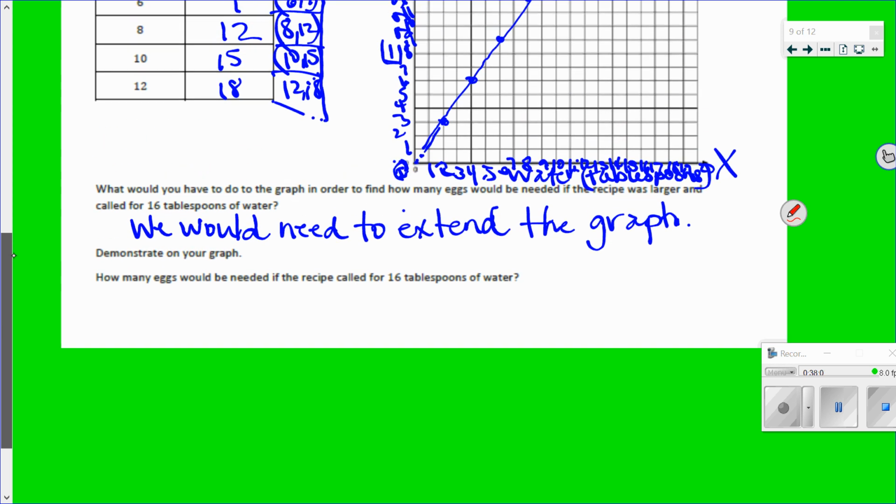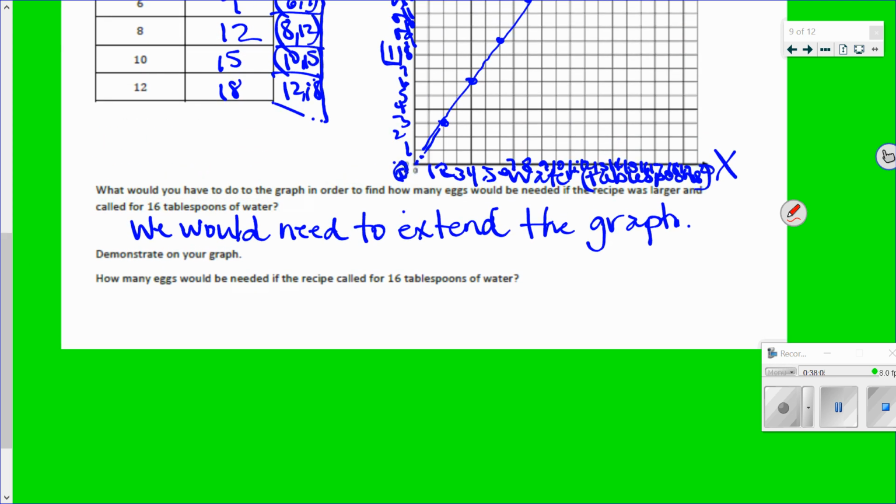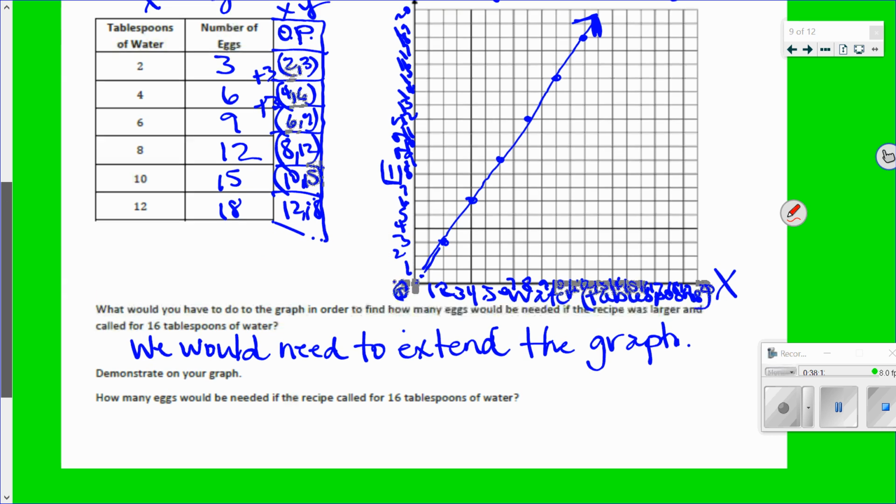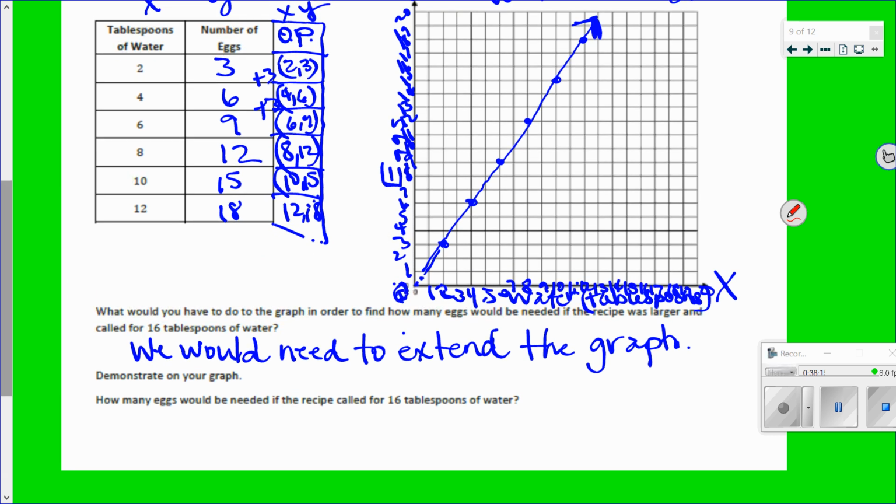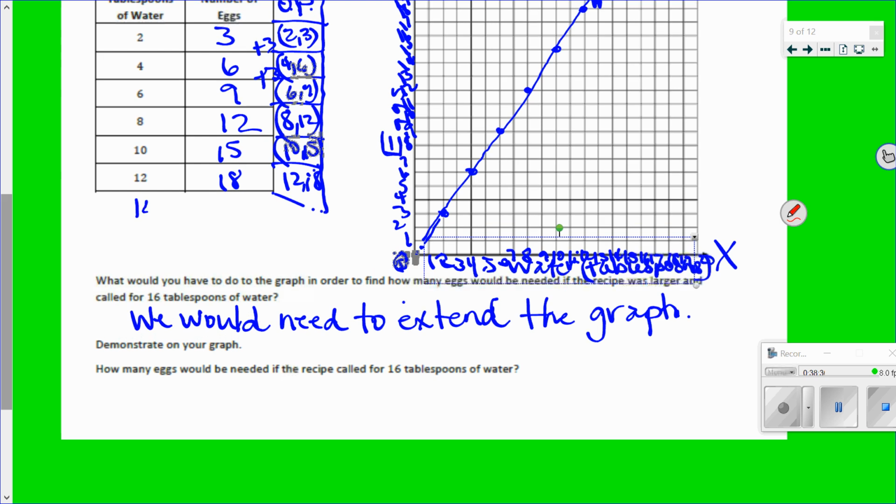Okay, so go back to your graph. If it called for 16 tablespoons of water, here we are at the end, 16 tablespoons. How many eggs would we need? 4 more. So how many? 6 more. 20? What do you think? So if we kept going, 14, 16, right? How many would we need? No, 22.